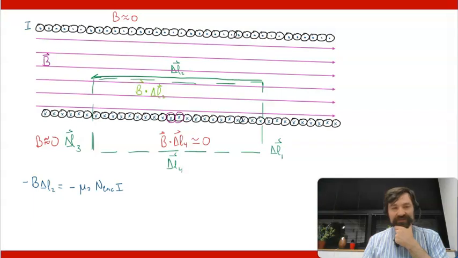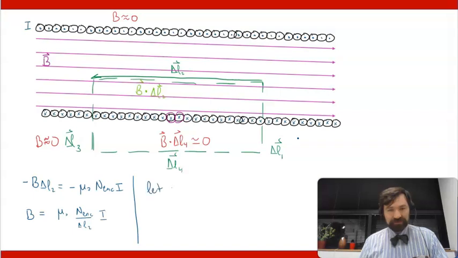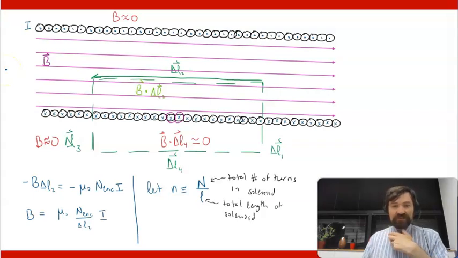The point being that I can now divide both sides by delta L2. And so B is now mu naught times N enclosed divided by delta L2 times I. And N enclosed was itself determined by essentially how long I've made my loop. The longer my loop is, the more turns I'm going to be enclosing. Put differently, let's define a new parameter. Let little n be defined by the total number of turns of my solenoid divided by the total length of the solenoid. It follows that the number enclosed would represent little n times delta L2.